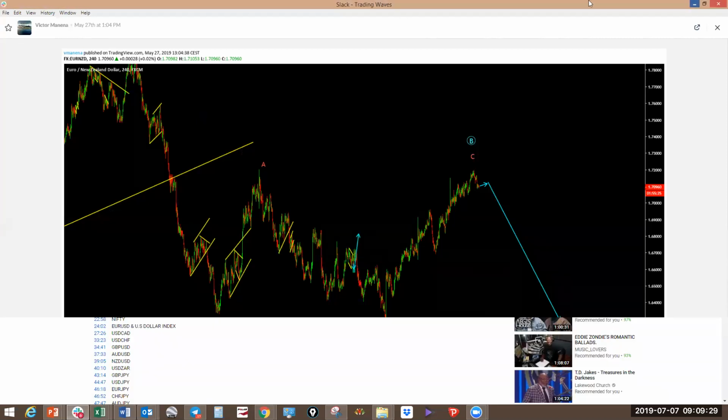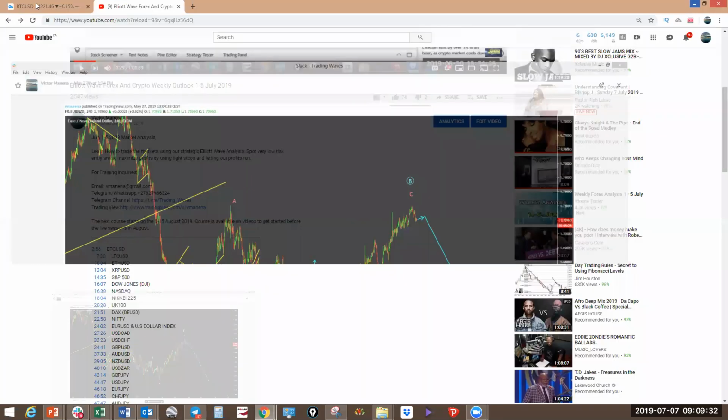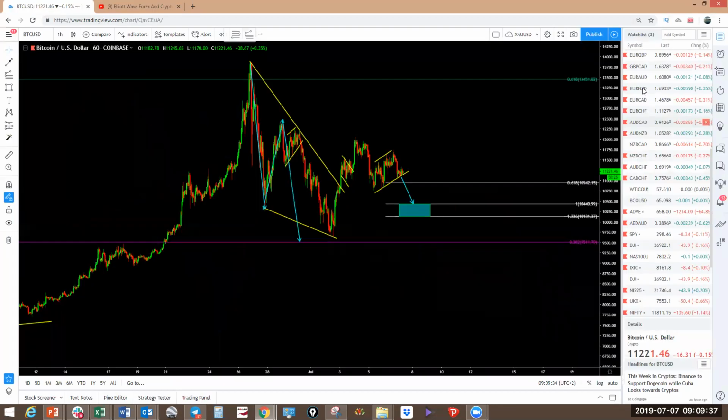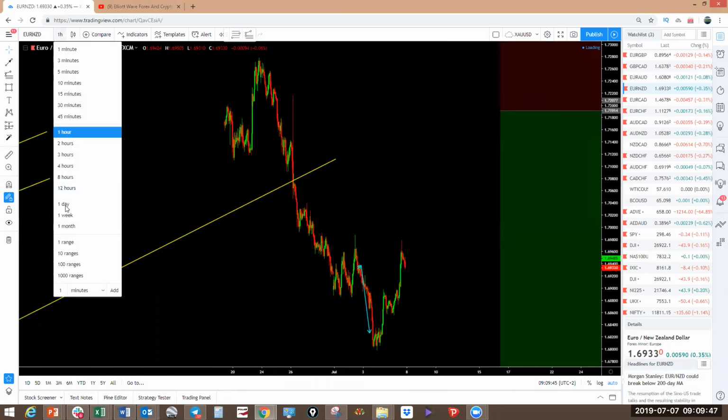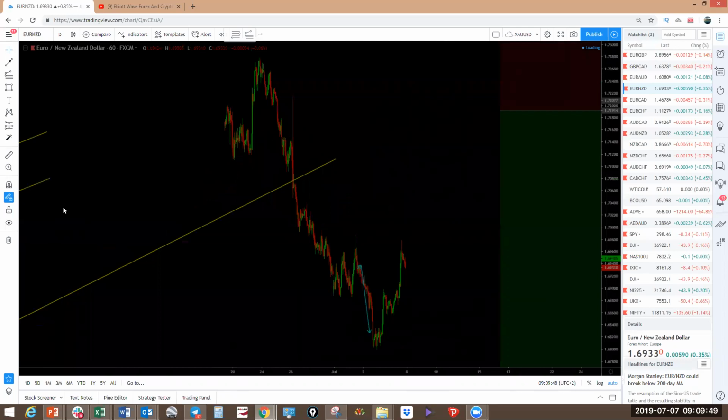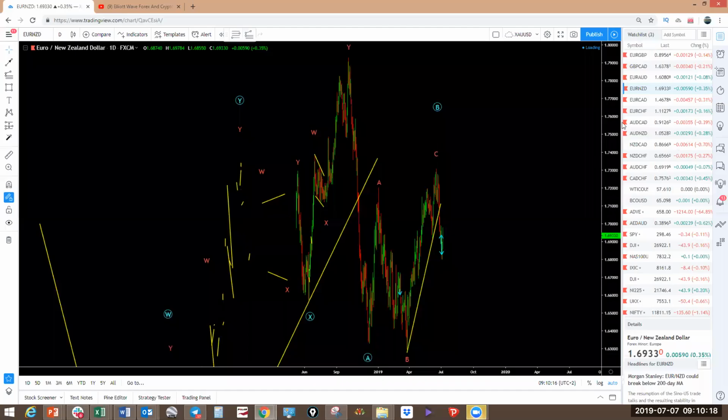If we can just look at the live chart, current Euro New Zealand chart, let's just quickly look at that and see how that has played out. You see what I was talking about here. Let's go Euro New Zealand. Let's go to the daily. Okay, it's just loading quickly. All right, so that's Euro New Zealand, and that is how it has played out.